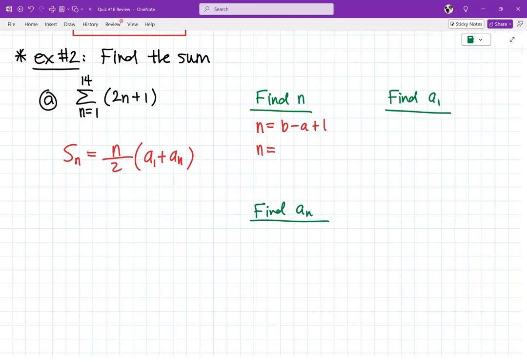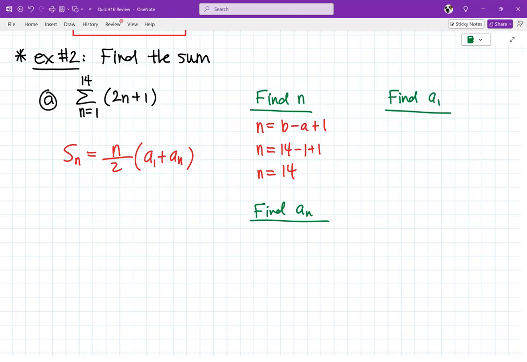Well, b is the upper bound, so that's the number 14, right? Above the sigma, that's your b value. a is the bottom number, so that's 1. Okay, so 14 minus 1 plus 1 comes out to 14. n is 14, because 14 minus 1 is 13, 13 plus 1 is 14.